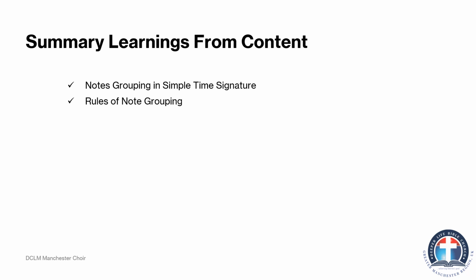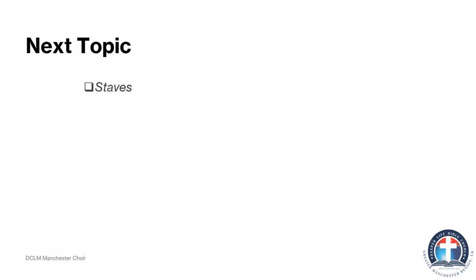Basically, what we've been able to do today is to explain the note groupings in simple time signature. We've also explained the rules of note grouping. The next topic we'll be talking about is staves. Please ensure you understand all of these things that we've learned before now, because that knowledge will accumulate into understanding what the next topic will take us through.